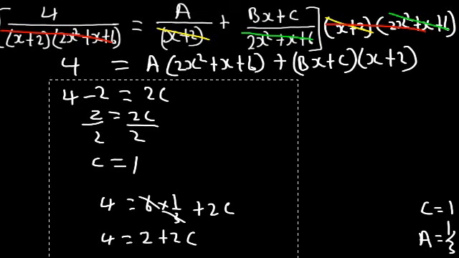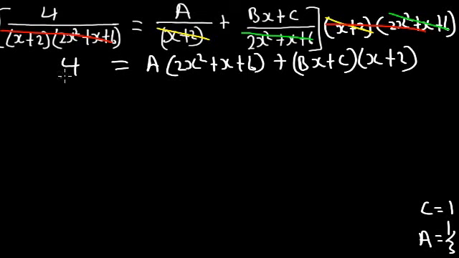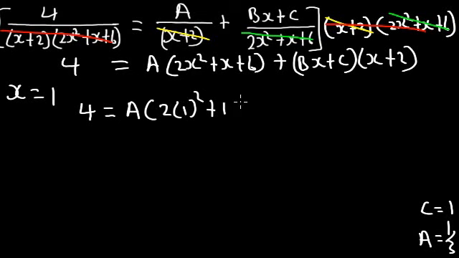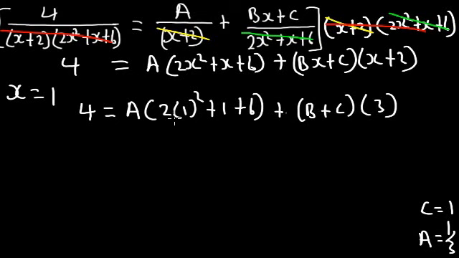Now that we have c and a respectively, it's easy for us to determine the value of b by just substituting a suitable value for x. Just make sure that you don't substitute what will make b to be 0. That means x can be anything, but not 0. So let's plug in 1. At x equals 1, we have 4 equals a in the bracket of 2 in the bracket of 1 squared plus 1 plus 6 plus b multiplied by 1, that's b, plus c in the bracket of 1 plus 2, that's 3.